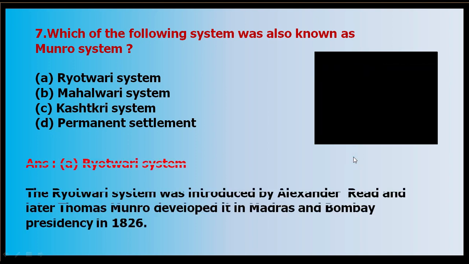So the correct answer is Ryotwari system. The Ryotwari system was introduced by Alexander Read. Later Thomas Munro developed it in Madras and Bombay Presidency in 1826. So this Ryotwari system was also known as the Munro system.